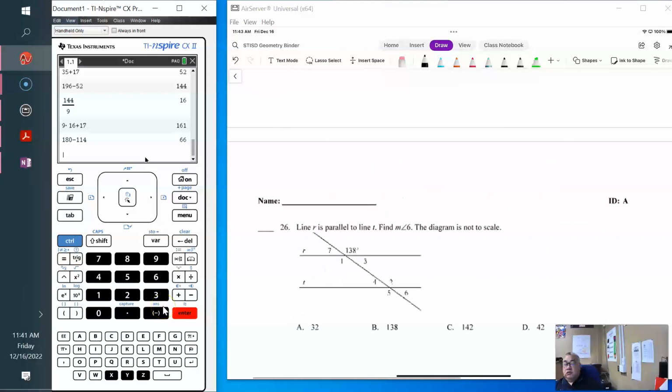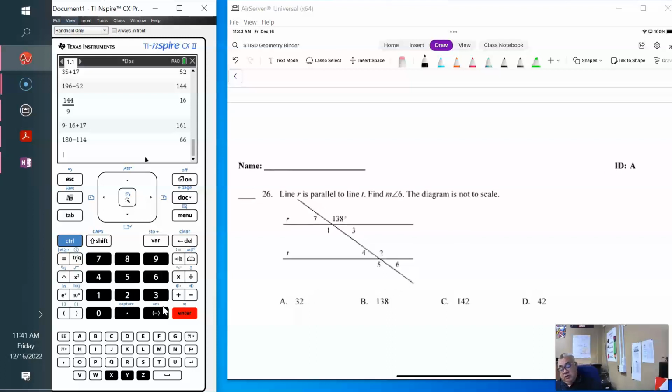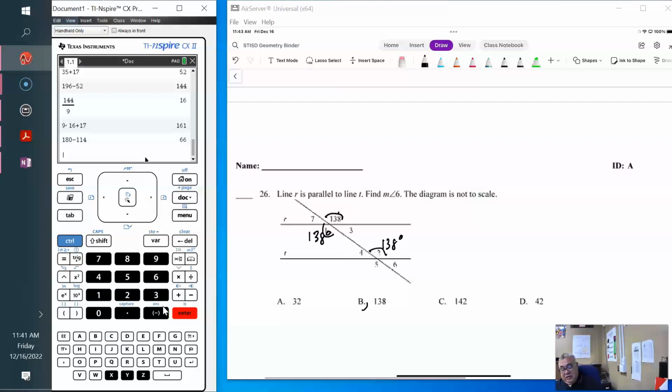Okay, I'll go over 26. We have line R is parallel to line T, and we know that there's a transversal. So they want you to find the measure of angle 6. We know that this is 138 degrees. We know that this is 130 degrees. These two angles are vertical, and these two angles are alternate interior angles. So the answer to this is going to be 138. So remember that these are alternate interior angles, and these are corresponding angles.